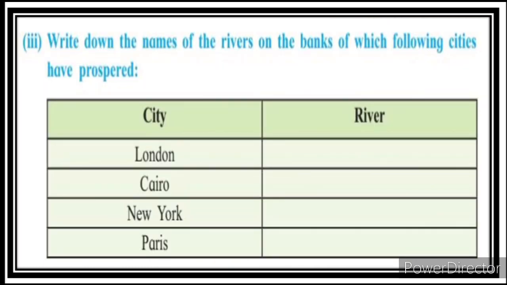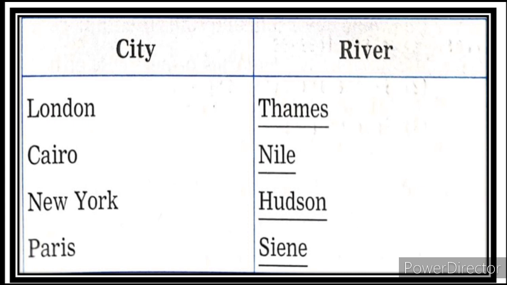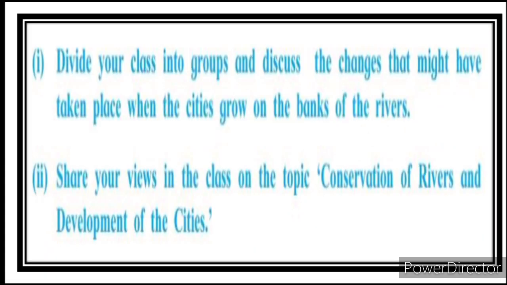Write down the names of the rivers on the banks of which the following cities have prospered: London, Cairo, New York, Paris. London, Thames; Cairo, Nile; New York, Hudson; Paris, Seine.